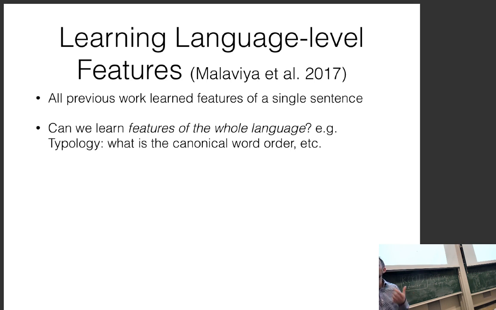Like English and French are subject verb object languages. Hindi and Japanese are subject object verb languages. English and Japanese put the adjective before the noun, and French and Spanish put the adjective after the noun, etc. So these are features of the whole language, not any individual sentence in the language.